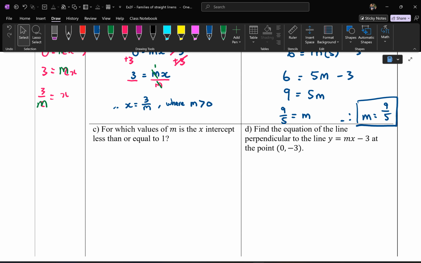Okay. All right, C. So this one gets you to think a bit further now. For which values of m is the x-intercept, so read it carefully, where the x-intercept is less than or equal to 1? This is where you start to think the way that Molly had described before. So think about it. You've got a formula for the x-intercept. But they're saying, what kind of numbers can m be so that you have an x-intercept less than or equal to 1? How would we do this? Anyone have an idea? Hands up.